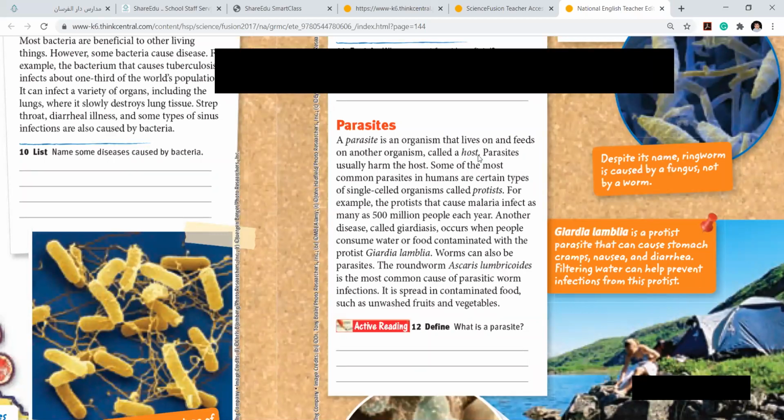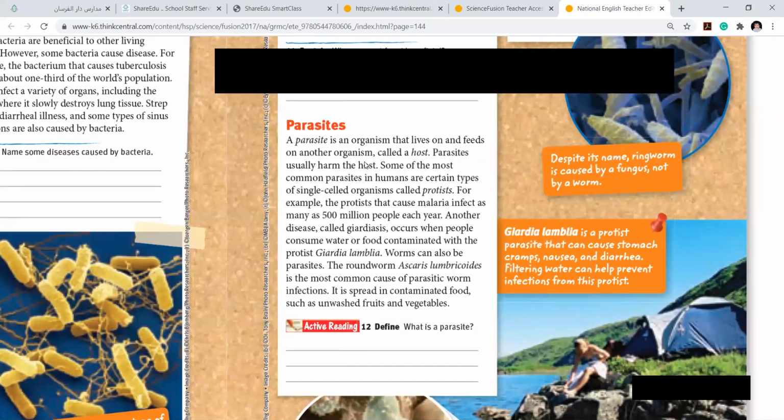A parasite is an organism that lives on and feeds on another organism called a host. For example, girls, they say that malaria is caused by parasites. Now in malaria, the female mosquito comes and bites you. Who's the host here? We are the host here. We did not invite it, but it comes to us and it bites us. The one it is feeding on is the host.